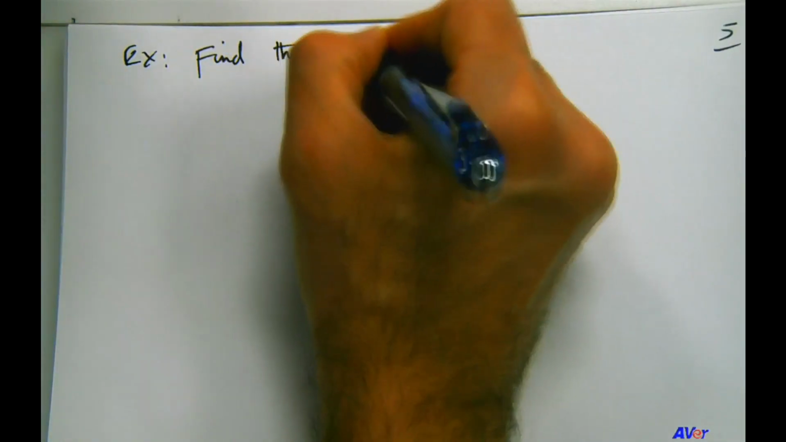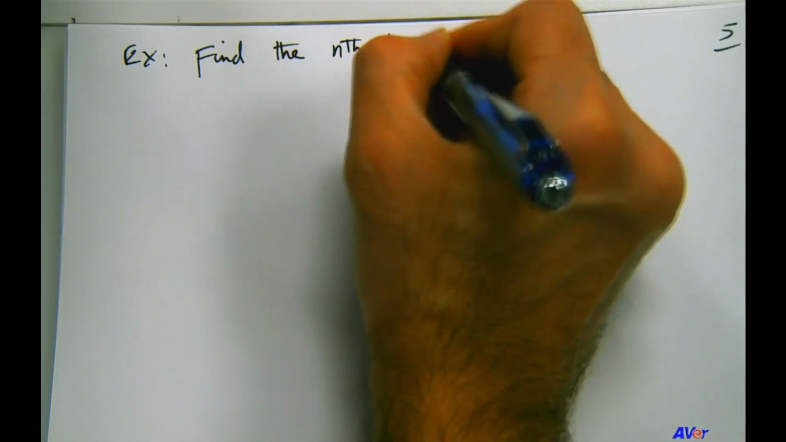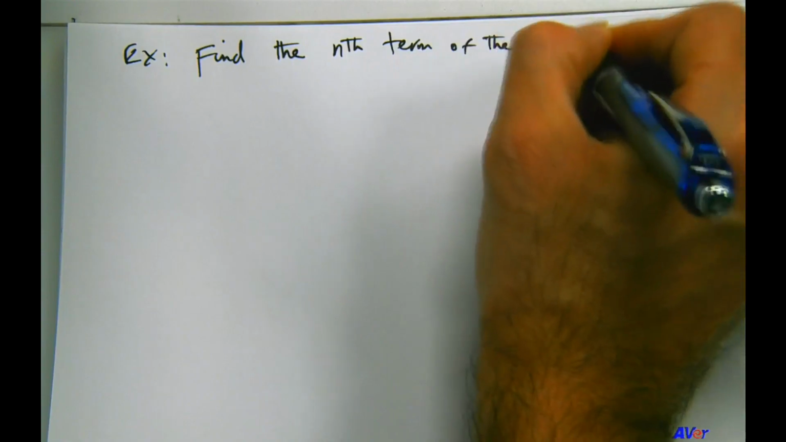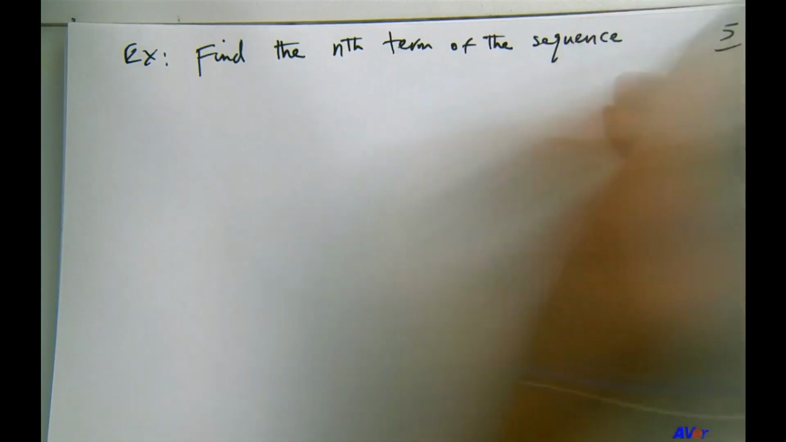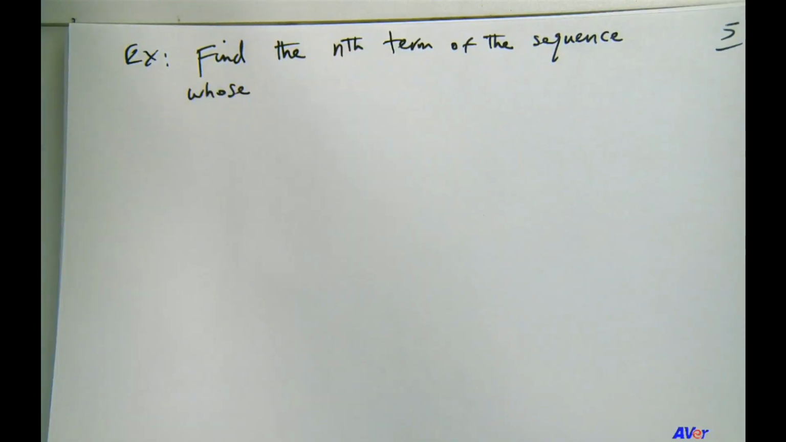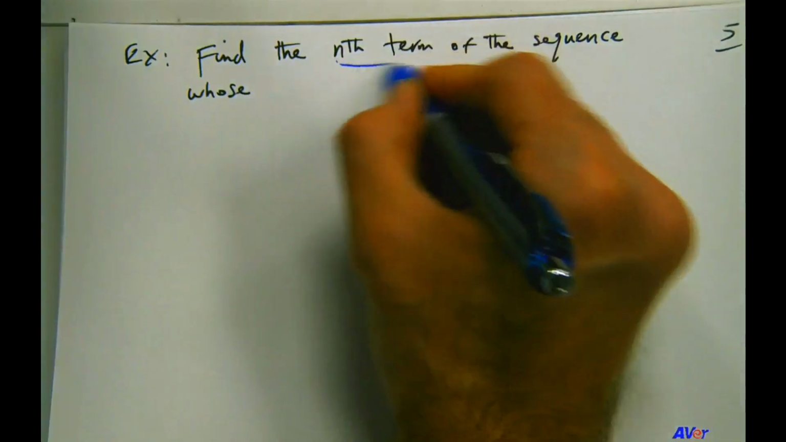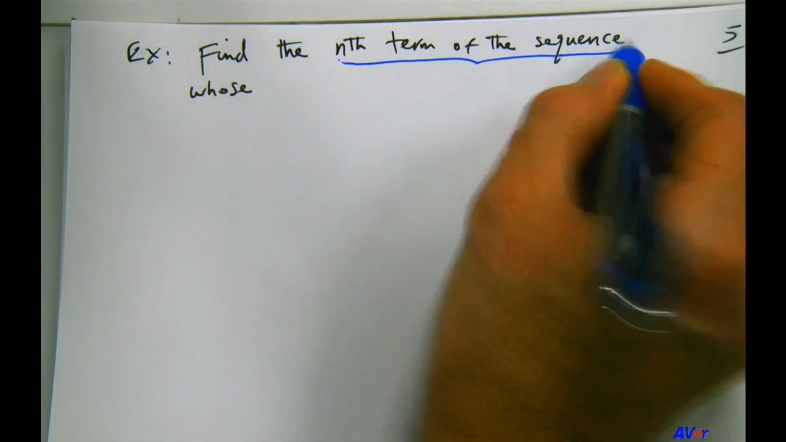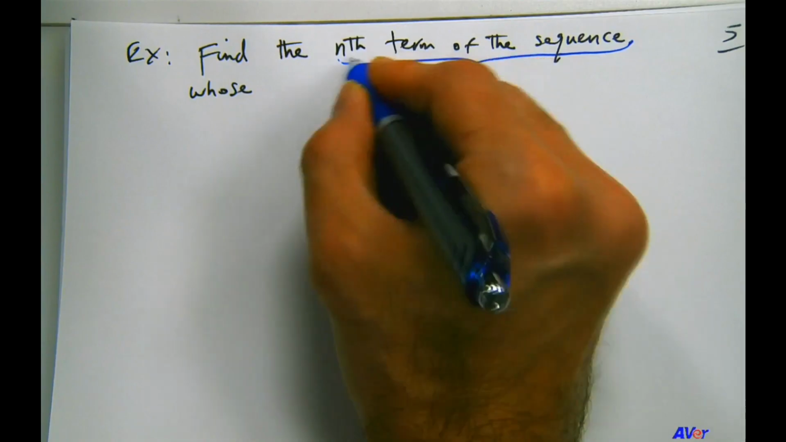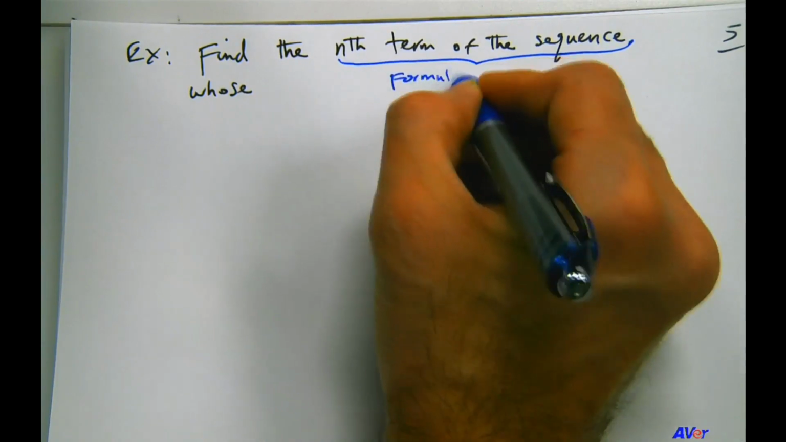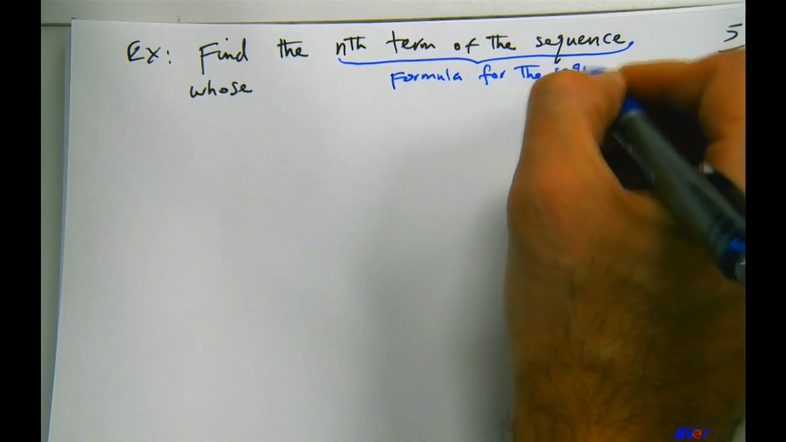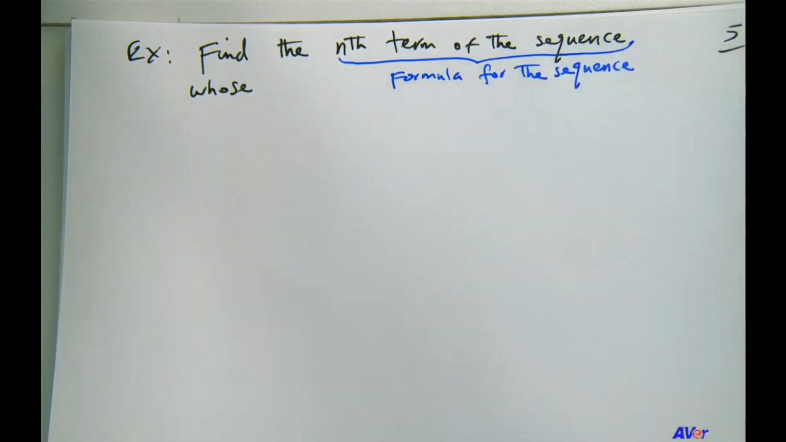Here we want to find the nth term again of the sequence. Let me make this clear again, since we're introducing this topic. I don't mind writing that this is the formula. What they're asking really is the formula for the sequence. Okay, that's what they're asking us.